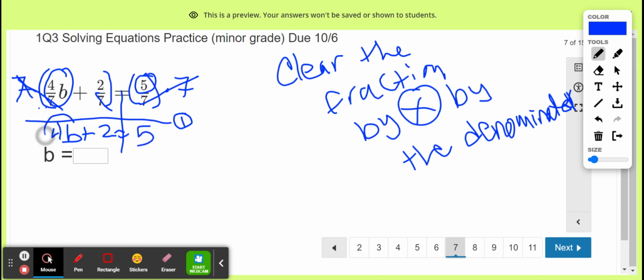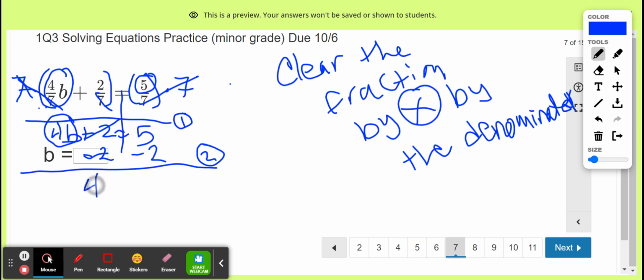So now the variable is by itself on the left side with the coefficient. So we're going to subtract 2 from both sides. And this is going to be step 2. This is going to cancel. That's going to cancel the positive 2 on the left side. Now 4b is left on the left side of the equation. And then 5 minus 2 is going to give us 3.